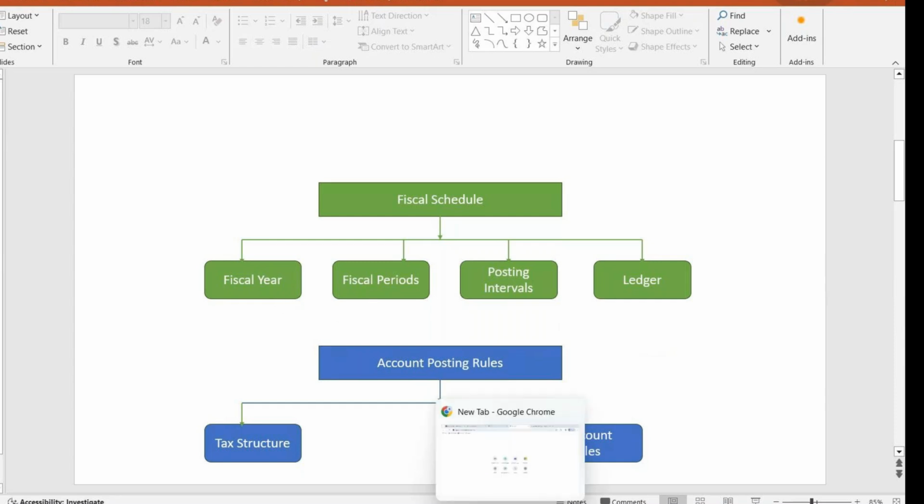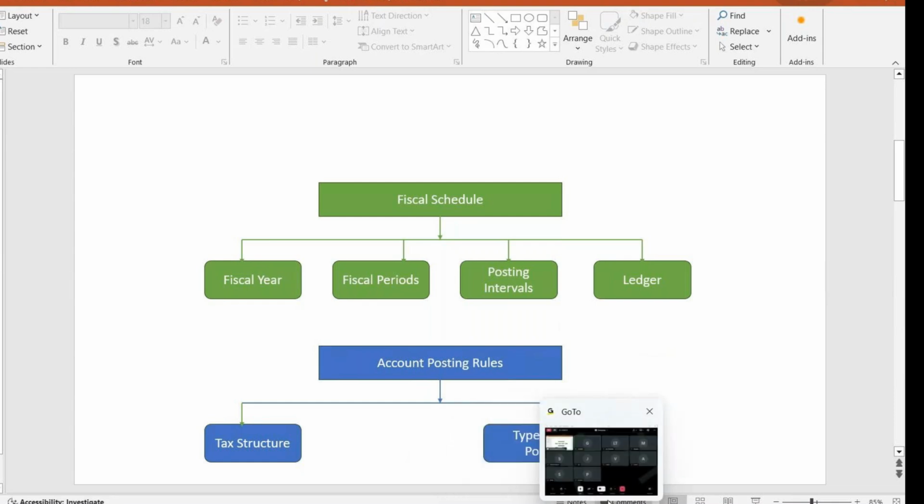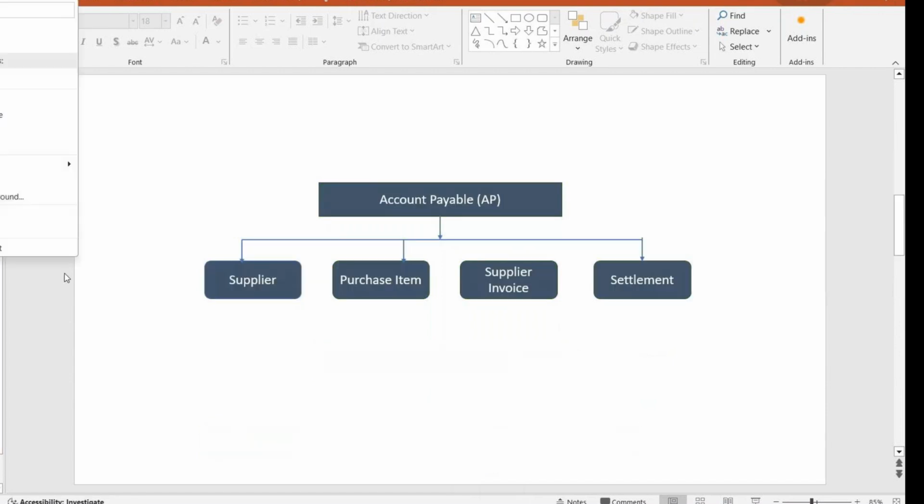Okay, I'll pause for questions now before going to the next topic. Guys, any questions you can raise now. What about procurement? I was talking about the AP, account payable. Yes, you're asking about procurement, correct.